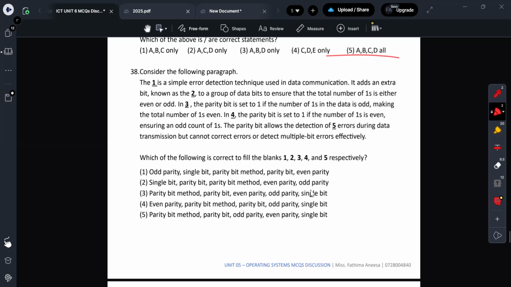Right. So again, they are testing about parity bit. The dash is a simple error detection technique. What is the error detection technique? The parity bit method. So the answer option 3 and 5 suiting, others are out. Then used in data communication, it adds an extra bit known as the dash to the group of bits to ensure that the total number of 1s is either odd or even. Now the extra bit, what is that extra bit known as? The parity bit. So still option number 3 and 5 is there.